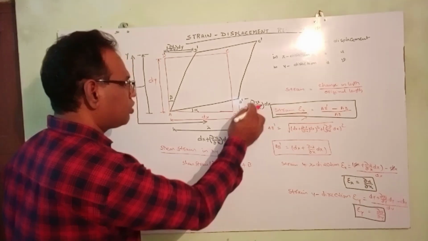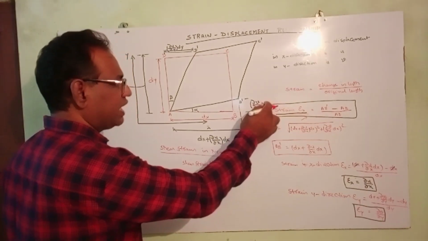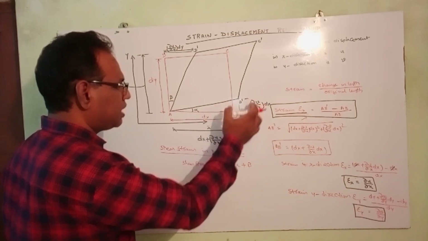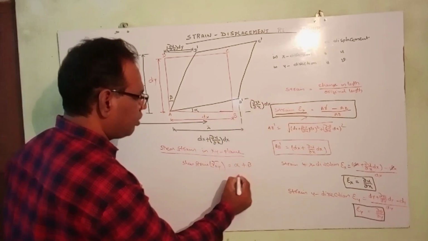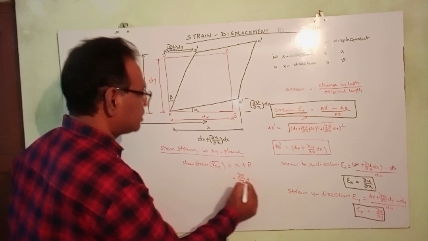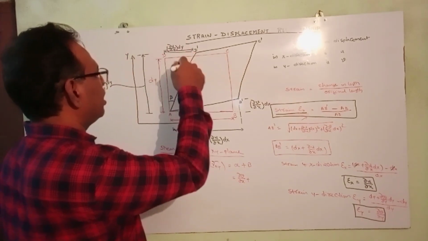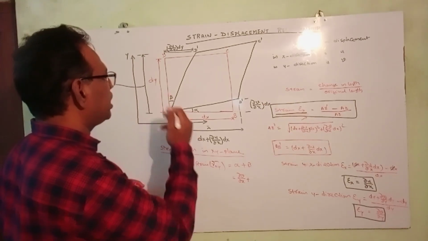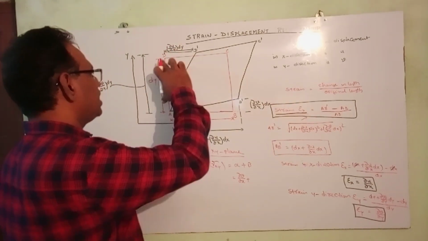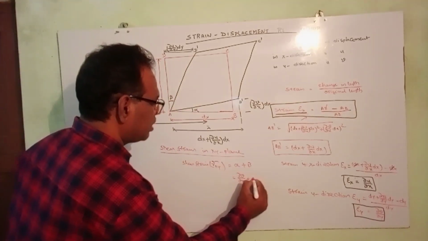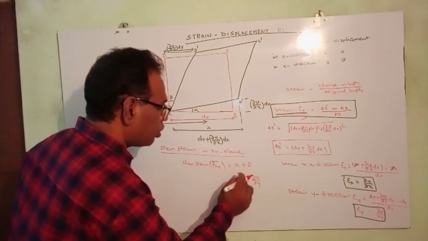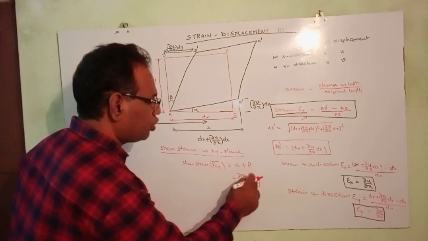Now alpha equals dou v by dou x into dx by the original length dx, that is dou v by dou x. Similarly, in the y direction, beta is dou u by dou y into dy by the original length dy, so that is dou u by dou y. This is dou v by dou x, and this is dou u by dou y.